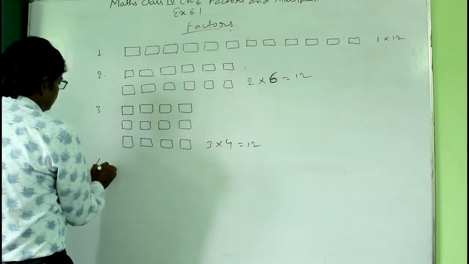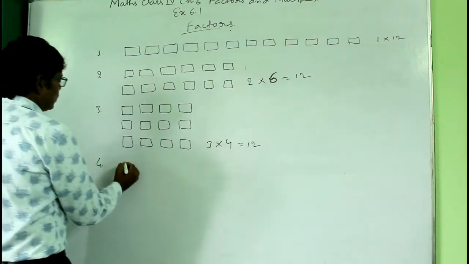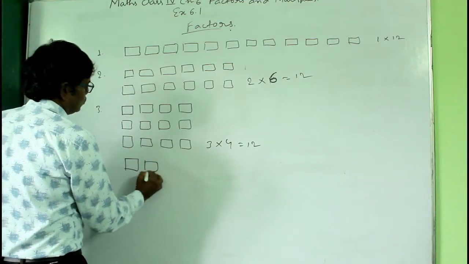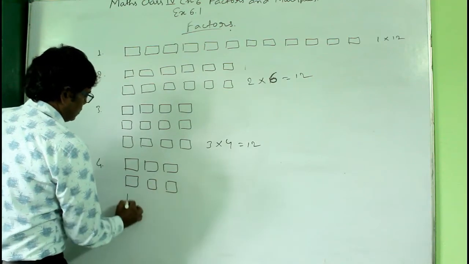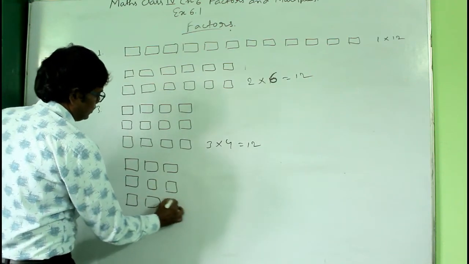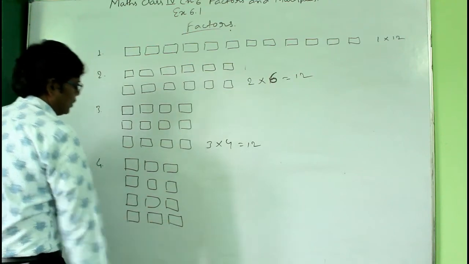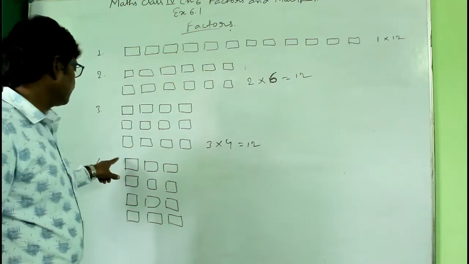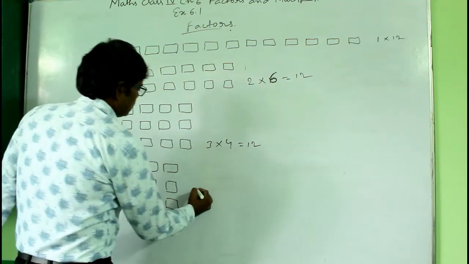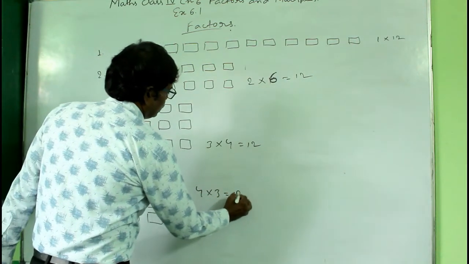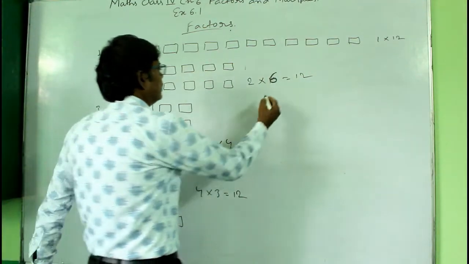Now the fourth arrangement. You can also take 3 chocolates in one row. 1, 2, and 3, 1, 2, and 3, 1, 2, and 3, and then again. So now you have 4 rows, first, second, third, and fourth. So you have 4 into 3 equal to 12 chocolates. This is the fourth arrangement. Then you can have the fifth arrangement.